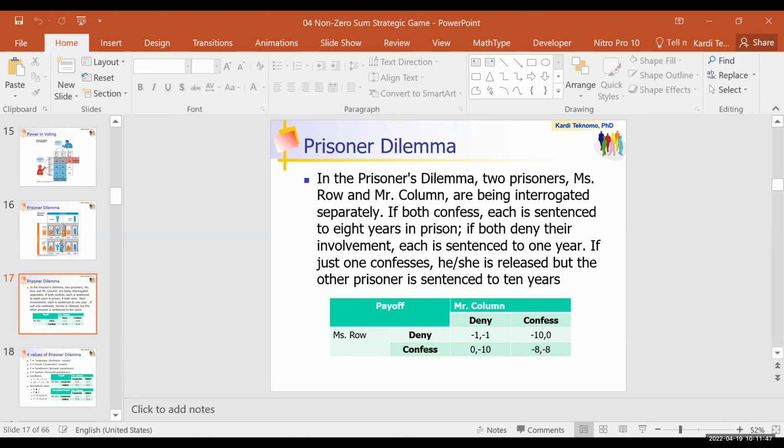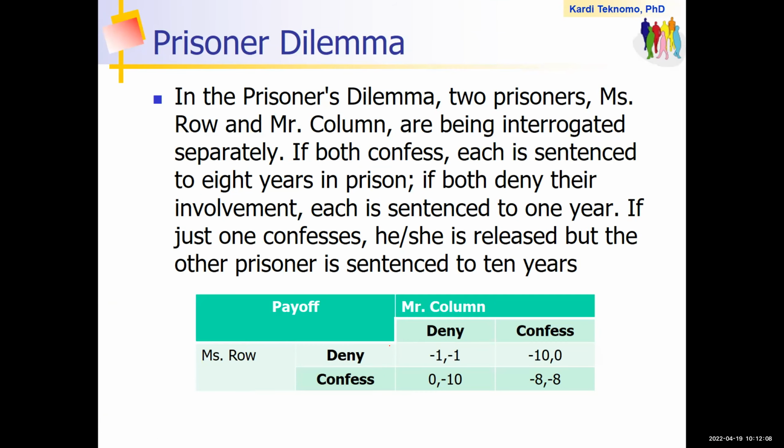Okay, you play as Miss Row, and then you. So it will select confess, right? So let's do that. So we will put the pen, -1 and 0, -10 and -8. So this is clearly dominated, right? And then now you compare the column.